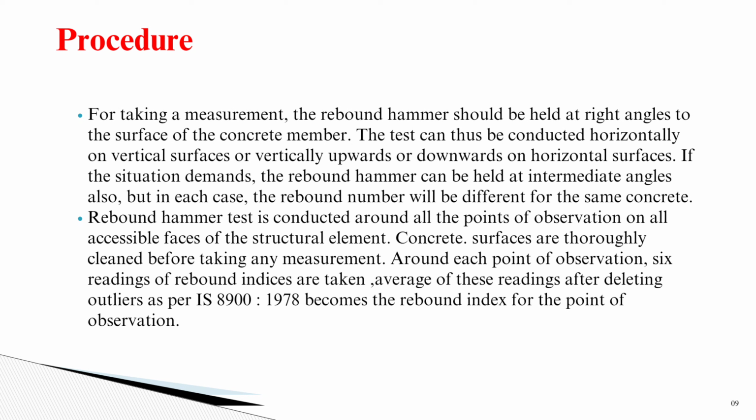Procedure for conducting this test. For taking a measurement, the rebound hammer should be held at right angles to the surface of the concrete member. The test can thus be conducted horizontally on vertical surfaces or vertically upward or downwards on horizontal surfaces. If the situation demands, the rebound hammer can be held at intermediate angles also, that is minus 45 degree, plus 45 degree. But in each case, the rebound number will be different for the same concrete.